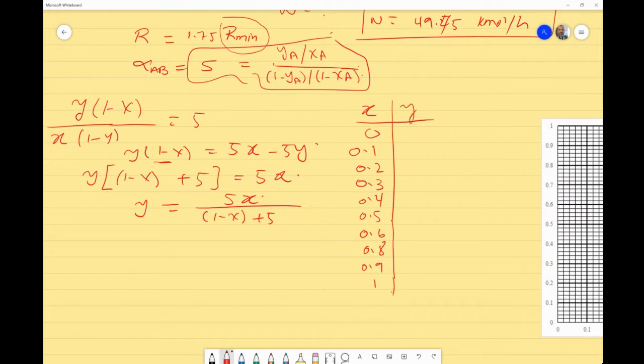So now if I put x is equal to 0, I will use this equation. When x is equal to 0, y is going to be 0, and when x is equal to 1, y is going to be 1. You can check that. But what about if x is equal to 0.1? How much is the answer? So y at x equal to 0.1 is going to be 5 multiplied by 0.1 over 1 minus 0.1 plus 5. So if I do that, I should be able to get it.